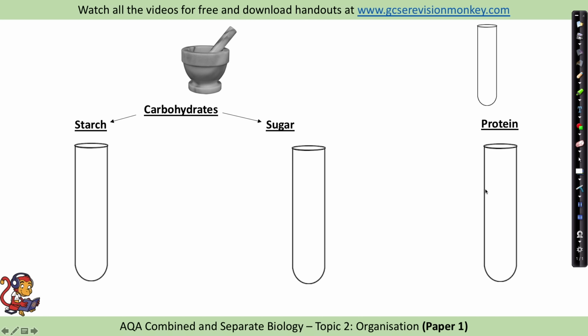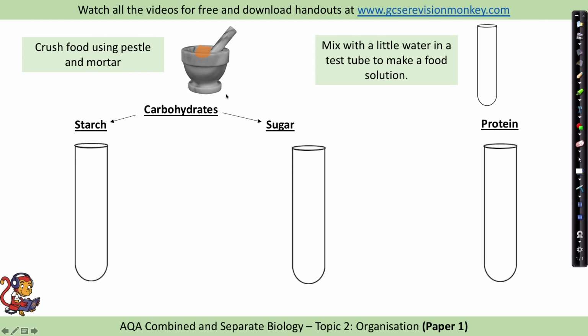But first of all, you need to prepare your food sample, and you do this by crushing up your food in here using a pestle and mortar. And then you'd mix it with a little bit of water in a test tube or a boiling tube to make a food solution. So we could do 3 different tests. We could do a test for starch. So if we have our food solution in here.